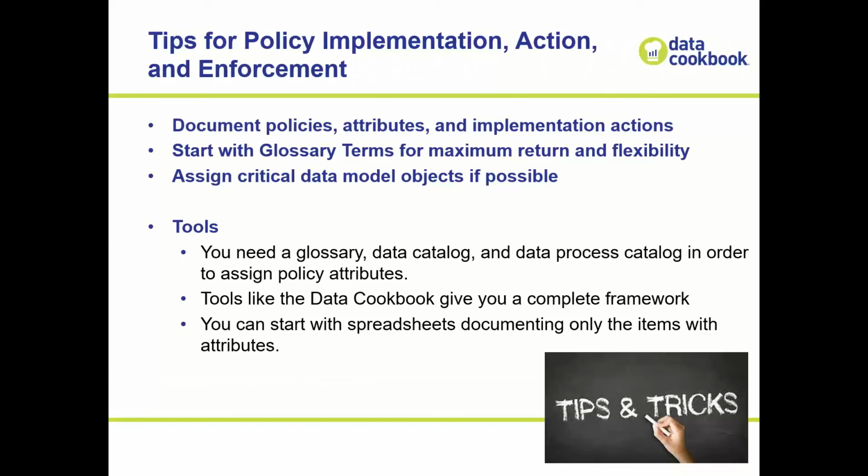So that, as opposed to having 100,000 data model items and finding the 15 that are marked as that, right? Again, you can think of lots of ways you can do it on your own, but think about keeping the list of things that have the policy attributes on them. And then later that'll make it easier if you ever want to import or export those things into a tool like the Data Cookbook.